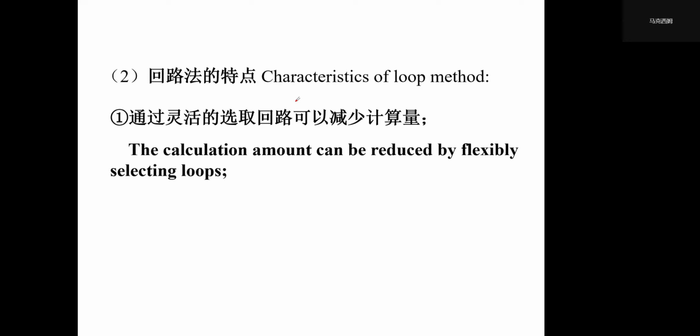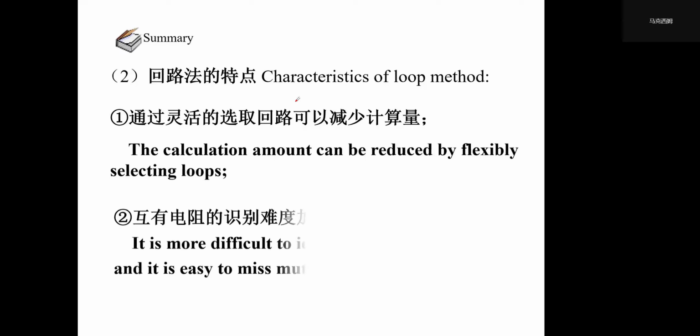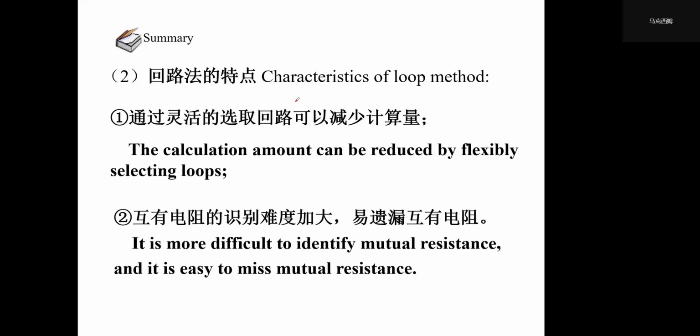And the characteristic of the loop method is that if you select the loops cleverly, we can reduce the amount of calculation. But it also gives us some difficulty in recognizing the cross resistance. So the cross resistor could sometimes be omitted by mistake. Then the calculation will be totally wrong.